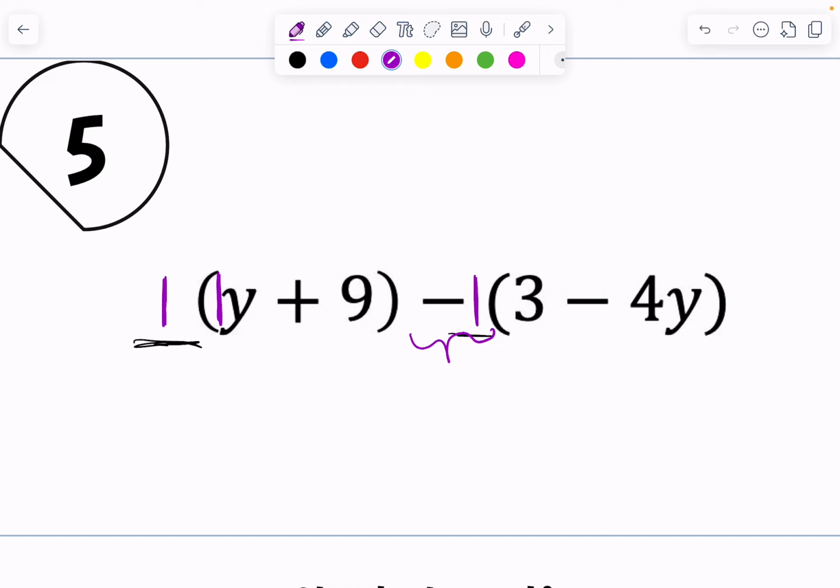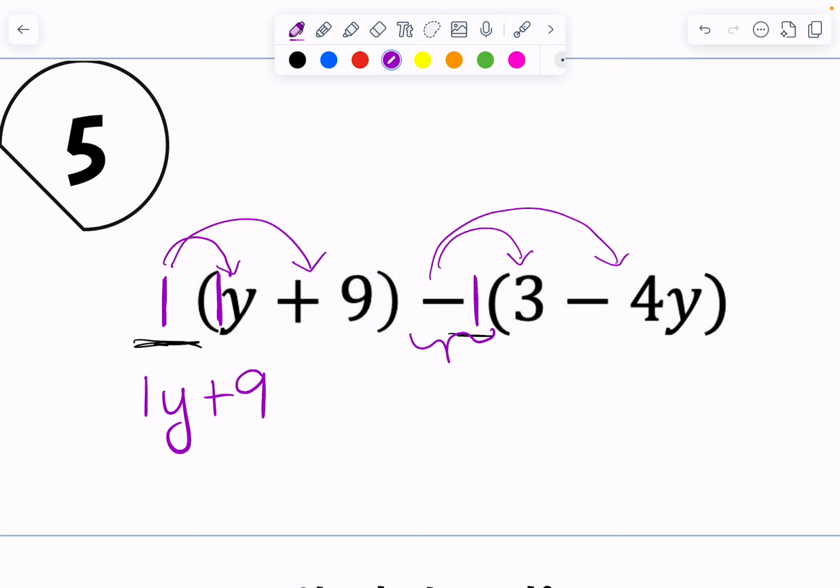Okay, so when I multiply this out, 1 times 1y is just going to be 1y. 1 times positive 9 is positive 9. So I've cleared out my parentheses. It looks very, very similar, but I've just cleared those parentheses. All right, and then now I need to take this -1 and distribute to both of these terms and also pay attention to my signs. So a -1 times a positive 3 is negative 3. Negative 1 times negative 4y would be a positive 4y.